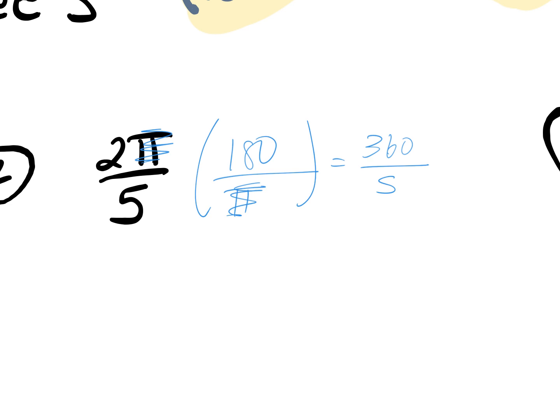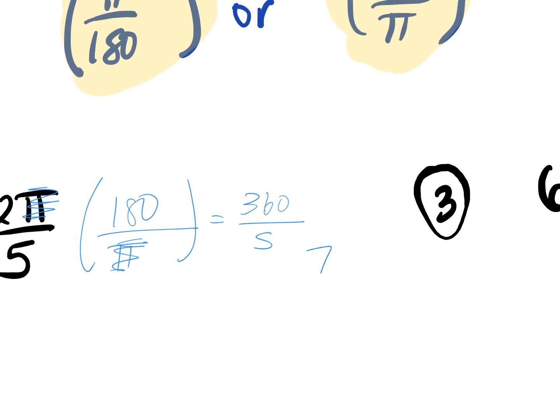So if you divide 360 by 5, you get how much? So this would be 72 what? Degrees. Okay, that's fine.